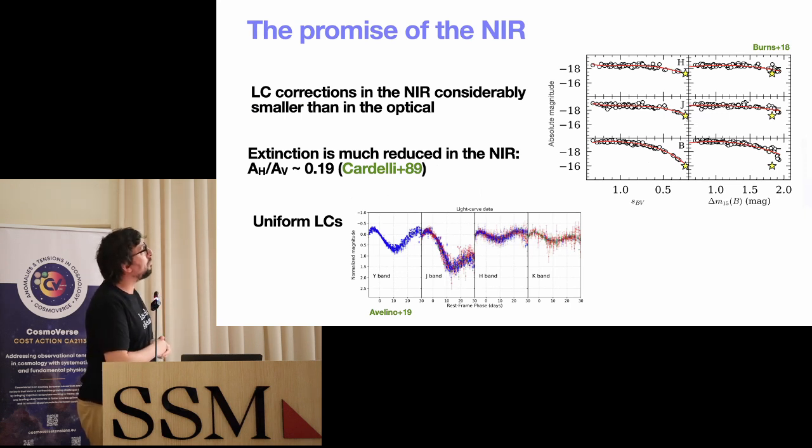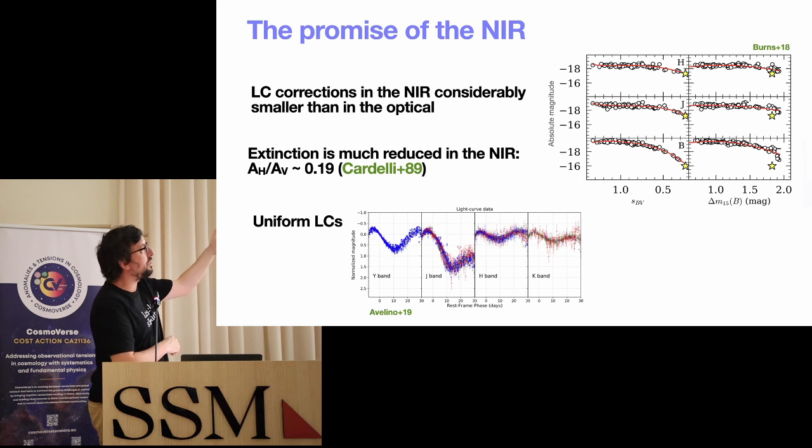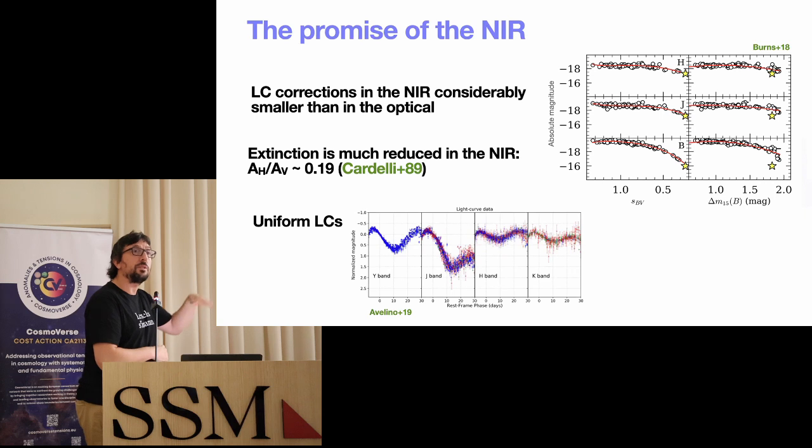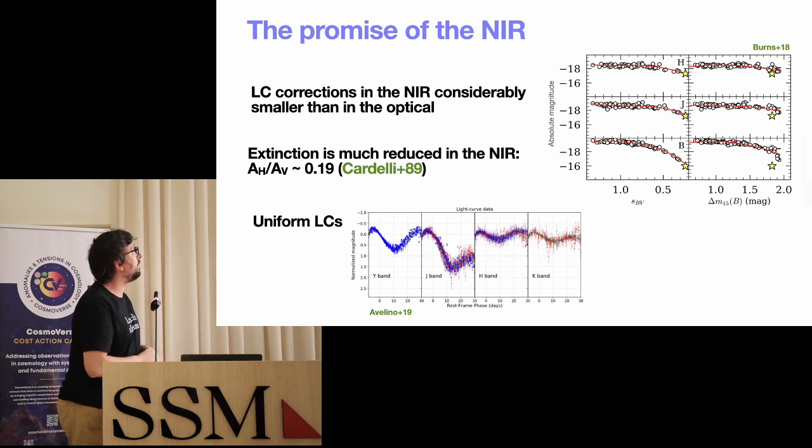And this is a plot by Chris Barnes in 2018, where on the bottom plots you can see SBV, which is a stretch color parameter, and the stretch delta M15, in the V band. This is the relation between absolute magnitude and stretch, which is what I showed before. On the upper plots is the same relation in J and H, which is flatter. So this means that this empirical dependence is lower in the near infrared.